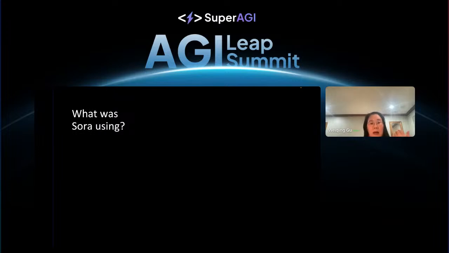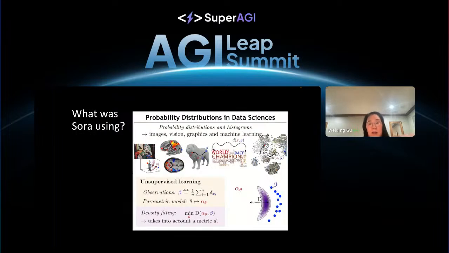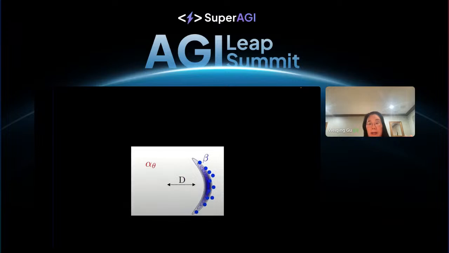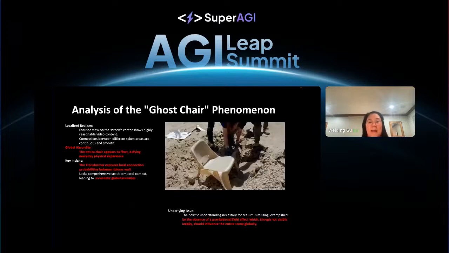So what is SORA using? SORA is basically using probability distribution. You know, the encoder goes to a distribution, understands how it looks, like a Gaussian, then you can invert back. Then you basically pick different data points, and you use the variational autoencoder to make it. But this kind of solution has problems.